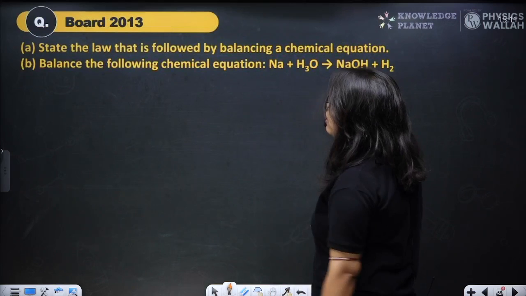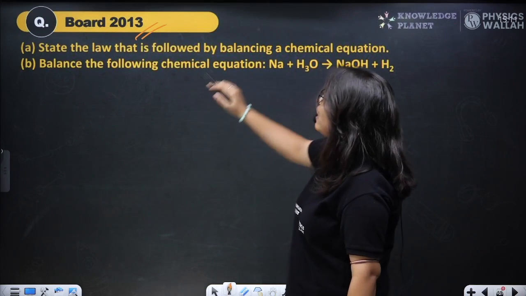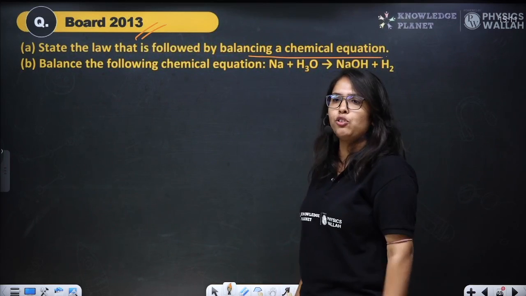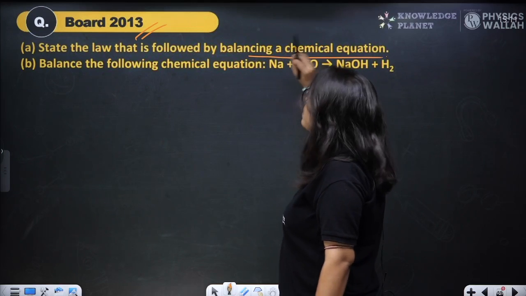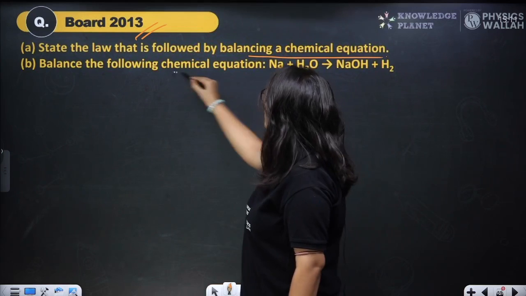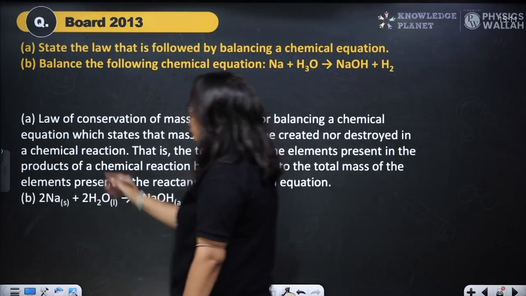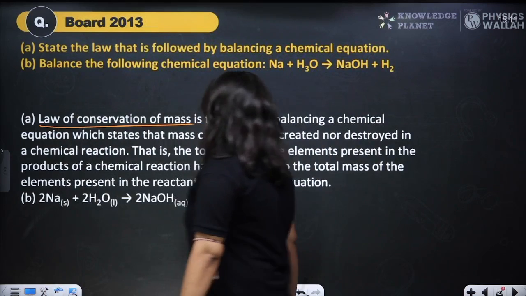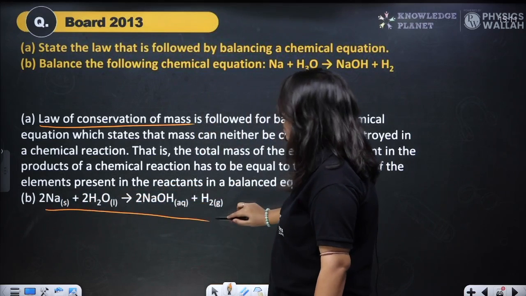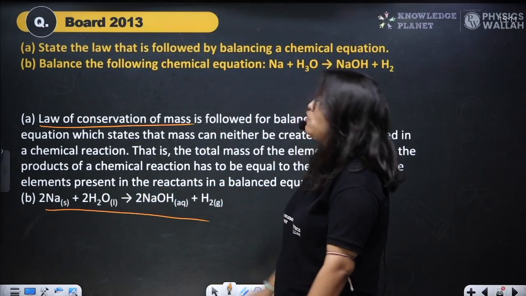Let's now look at the third question, which came in 2013, which is: state the law that is followed by balancing a chemical equation. Now this you know is the law of conservation of mass, where you say that the law of conservation of mass is followed and you explain the law of conservation of mass. Then balance the following chemical equation. So we will balance the equation as well. So first you will write about the law of conservation of mass, and then you will balance the equation, and upon balancing, this is what we get: 2Na plus 2H2O will give rise to 2NaOH plus H2.